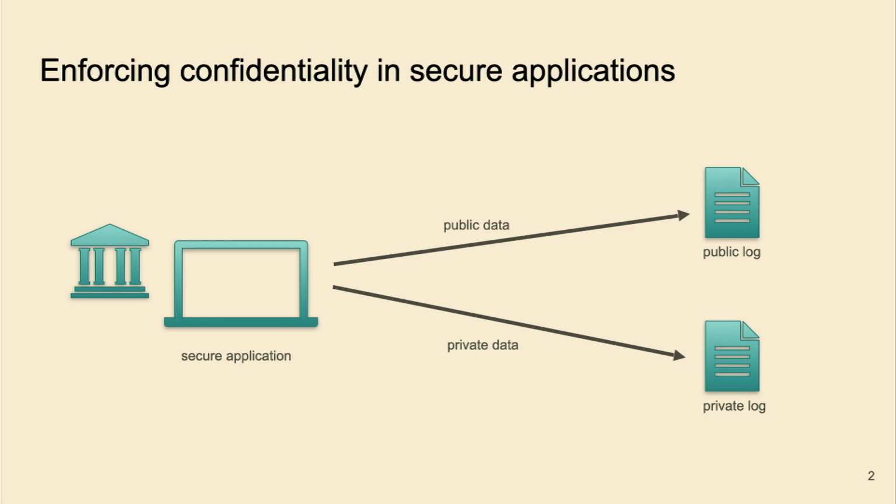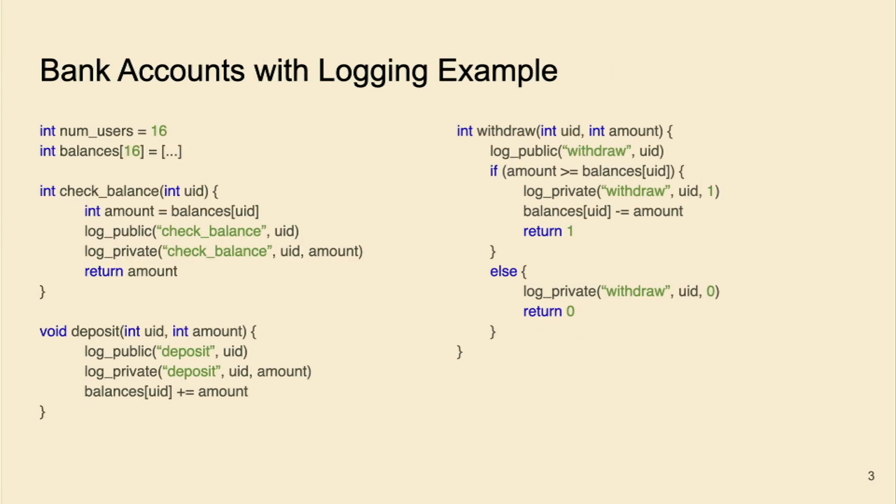Here's an example of what that code might look like. We don't necessarily need to understand this in detail, but the basic idea is that I have the ability to check the balance of an account, I can deposit money into an account, and I can withdraw from the account. Each of these transactions is logging something, so I'm using the log public function to output information to that public log, and I'm using log private to output information to the private log. The information that I'm trying to keep secret here is just the balances and the amounts. The rest of the information we're treating as public information.